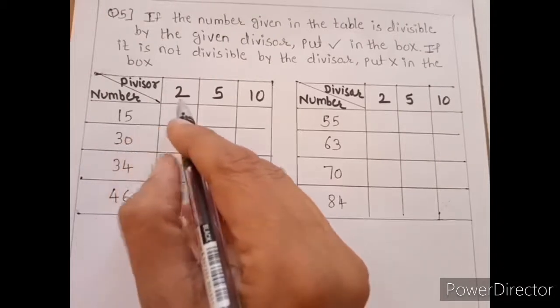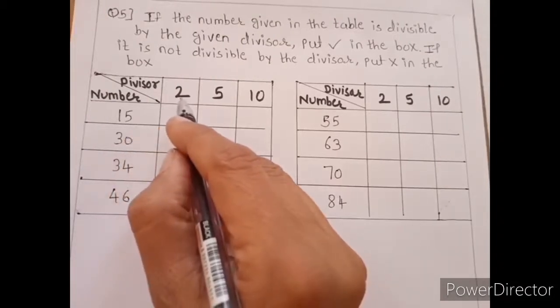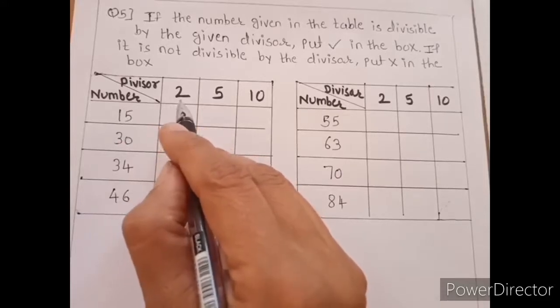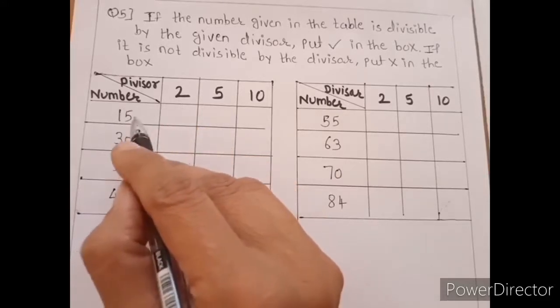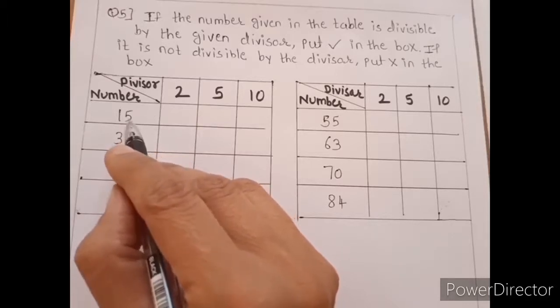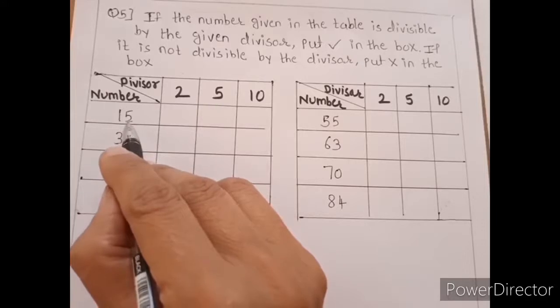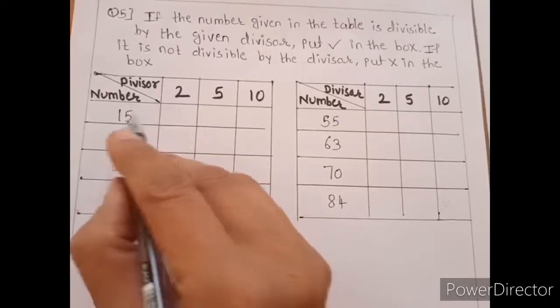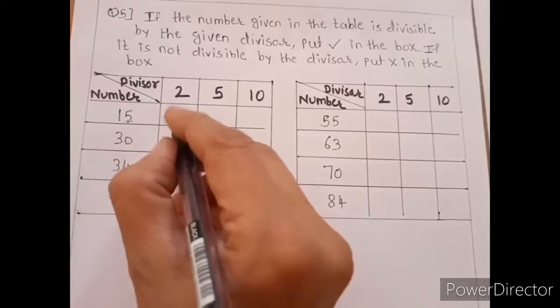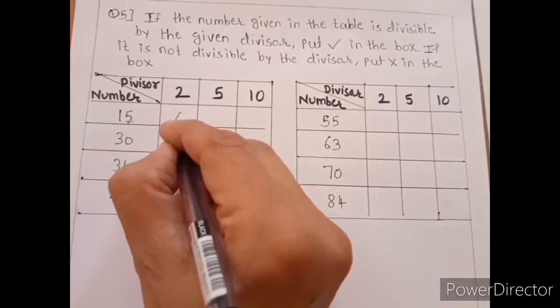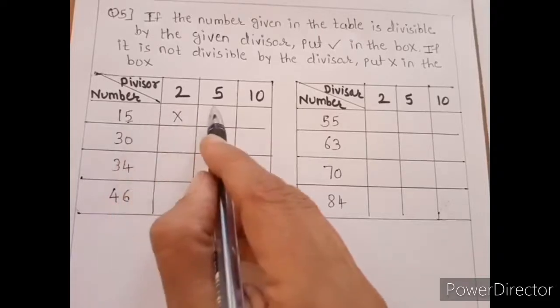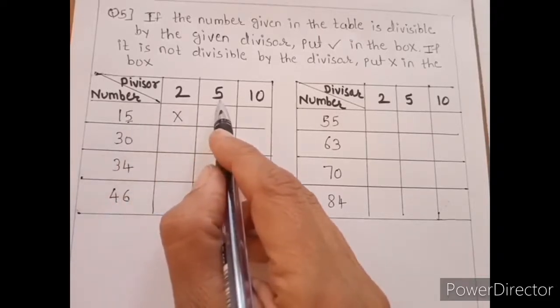Remember the divisibility test for 2. If there is a 0, 2, 4, 6, 8 in the unit place, then that number is a multiple of 2 or it is completely divisible by 2. Observe the unit place. Here 5 is there. So 15 is not divisible by 2. So give a cross mark.